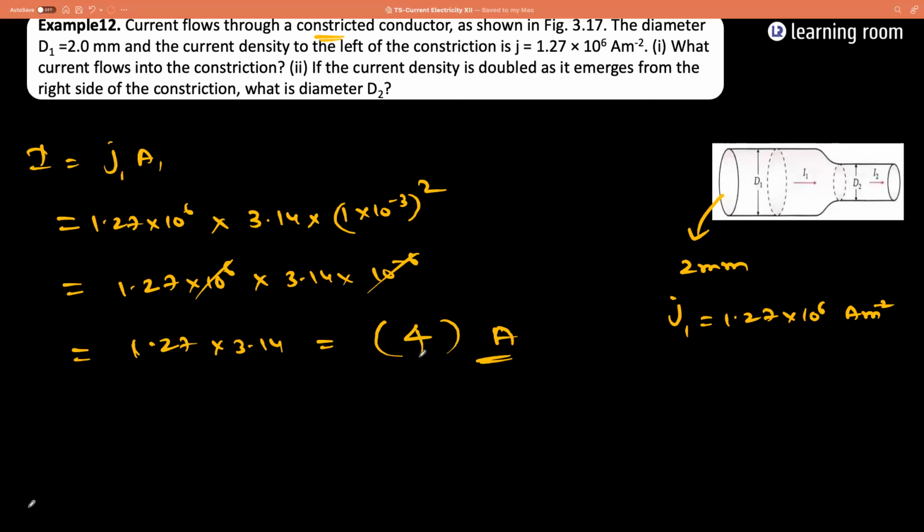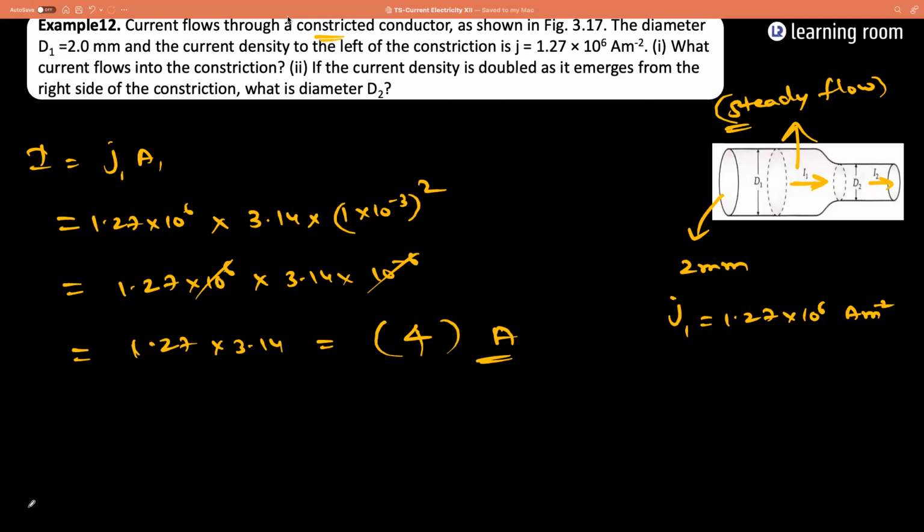If the current density is doubled as it emerges from the right side of the constriction, what is the diameter D2? So now whatever current is entering here should be the amount of current that is leaving here. Because here you're talking about what kind of current flow? You're talking about steady flow. Correct? So during steady flow, whatever current is passing through the bigger cross-sectional area should be the same current that is passing through the smaller cross-sectional area as well.